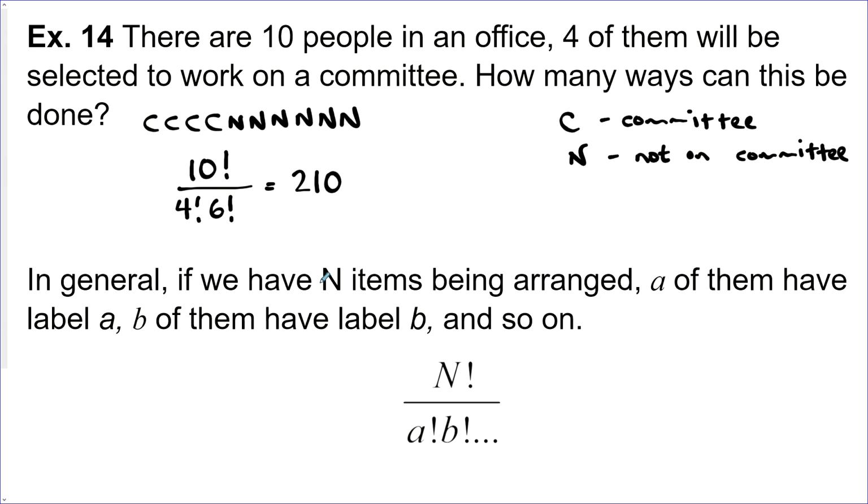So in general, if we have n items being arranged, then A of them will have label A, B of them will have label B, and so on. And this will be our formula.